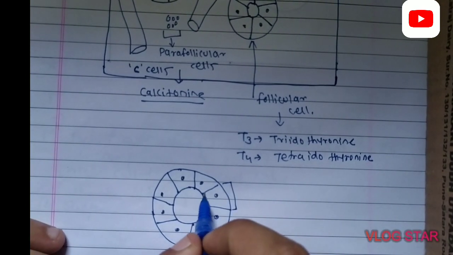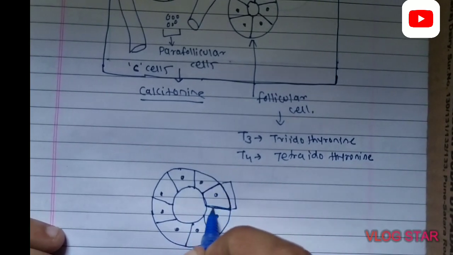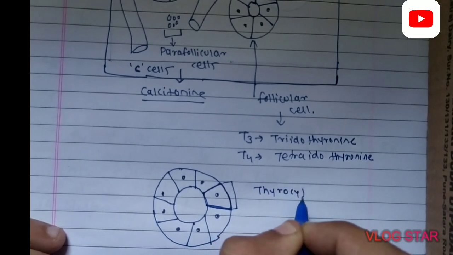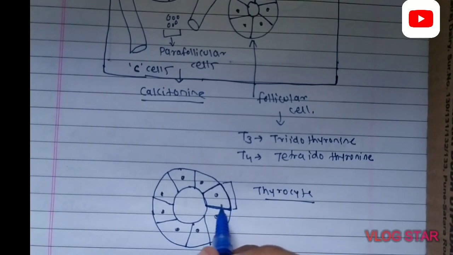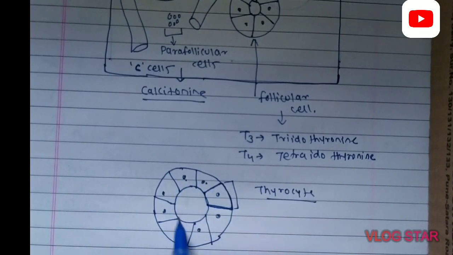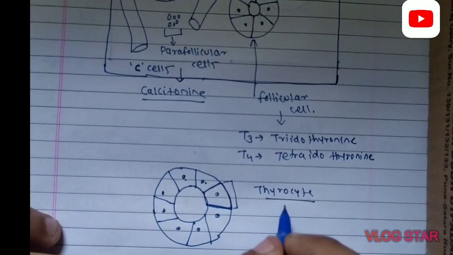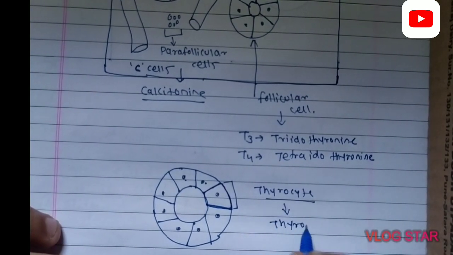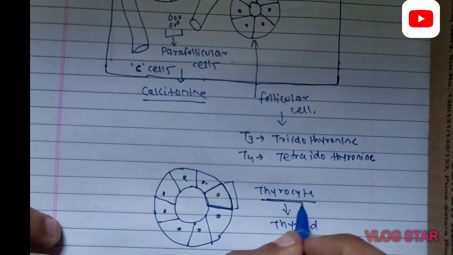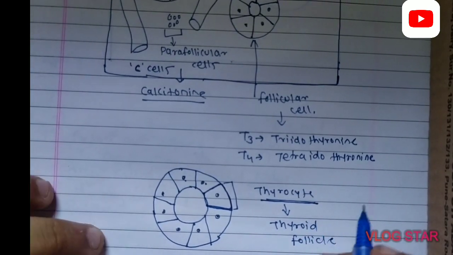This is a single unit. This single unit is nothing but the thyrocyte. This is one cell, that is one thyrocyte. This is another, and a number of thyrocyte cells come in a circular fashion and they form a thyroid follicle. So this is the basic functional cell of the thyroid follicle.